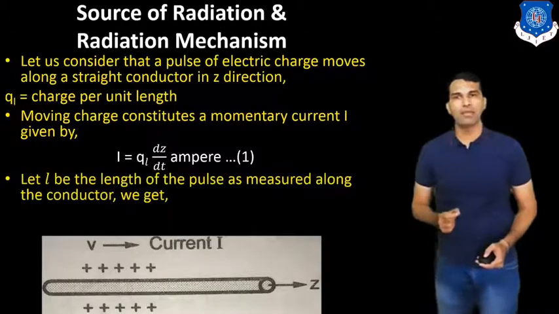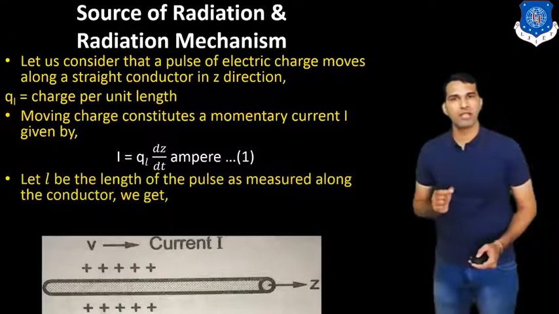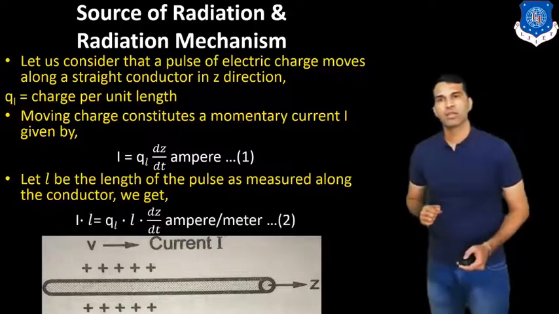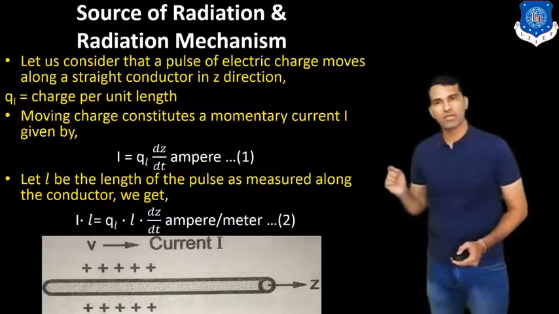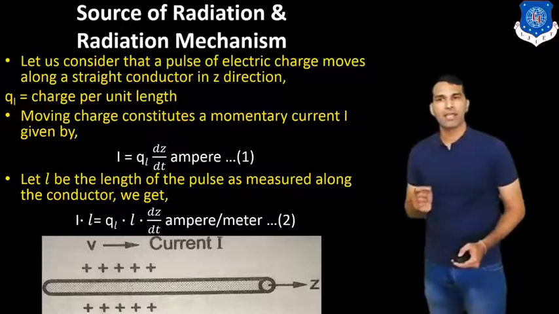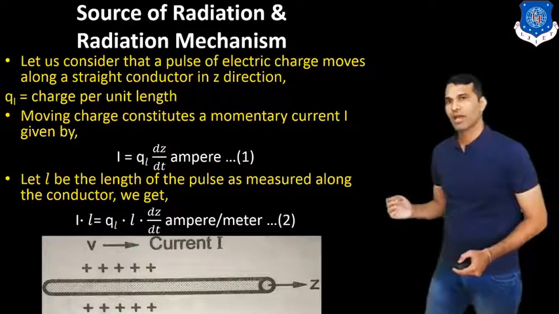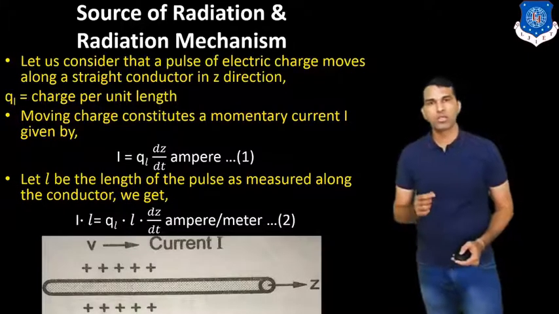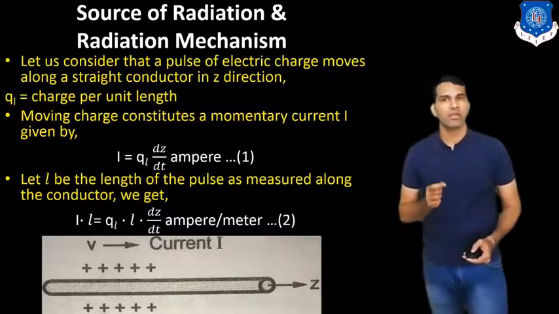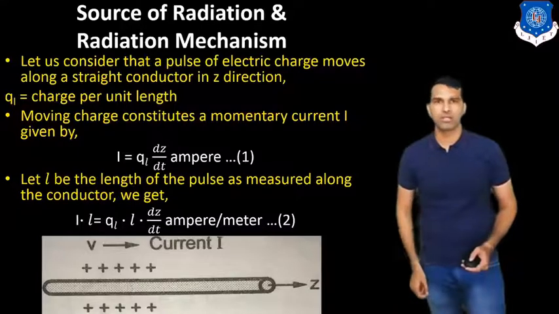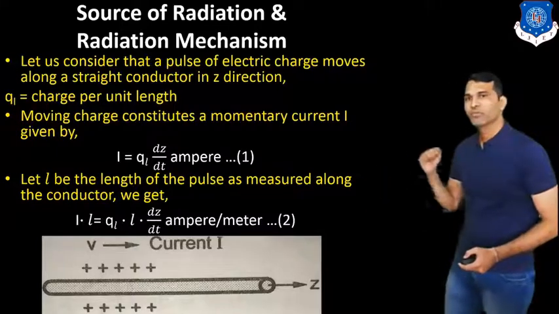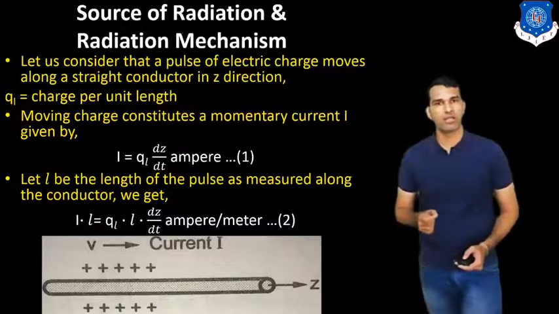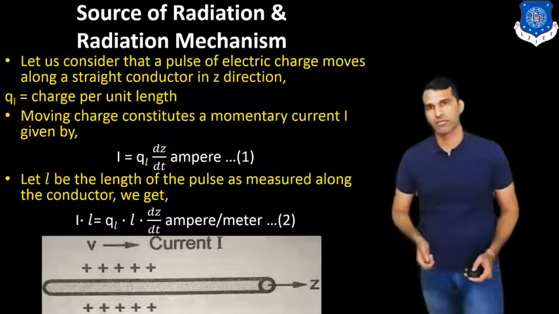Now let L be the length of the pulse as measured along the conductor. We can write this equation as I times L on the left hand side, and we also multiply by L on the right hand side. So we can write QL times L times dz by dt. Here we simply multiply by L on both sides because L is the length of the pulse measured along the conductor.